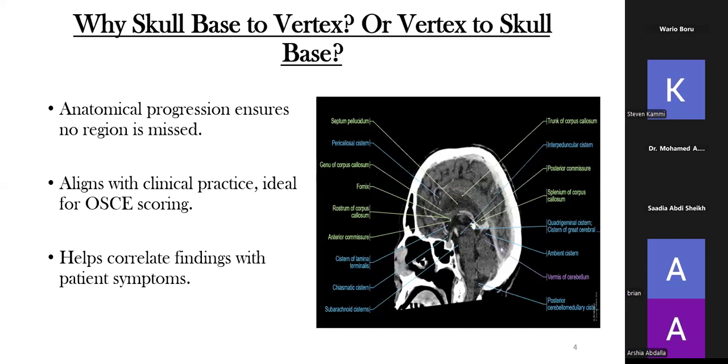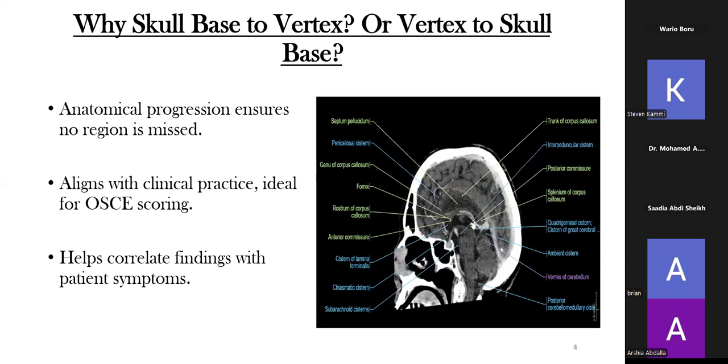So on the right of the screen, you can see a mid-sagittal image. If you go systematically, you'll be able to see different levels, all the way from the foramen magnum, the cerebellum, the brainstem, the lower medulla, the upper medulla, the pons, the midbrain. Then you come to the level of the third ventricle and the basal cisterns. Then you have the level of the lateral ventricle, the frontal horn, the body of the lateral ventricle. Then you move up towards the cortex.